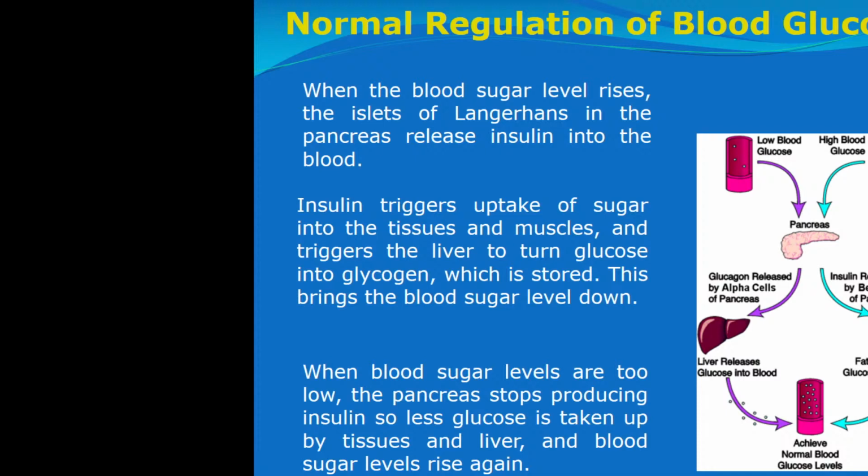In this slide, you see the normal regulation of blood glucose. When the blood sugar level rises, the islets of Langerhans in the pancreas release insulin into the blood. Insulin triggers uptake of sugar into the tissues and muscles and triggers the liver to turn glucose into glycogen, which is stored. This brings the blood sugar level down.